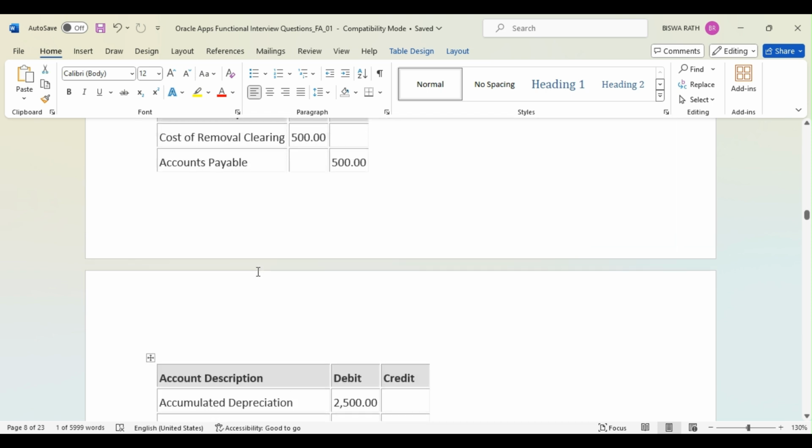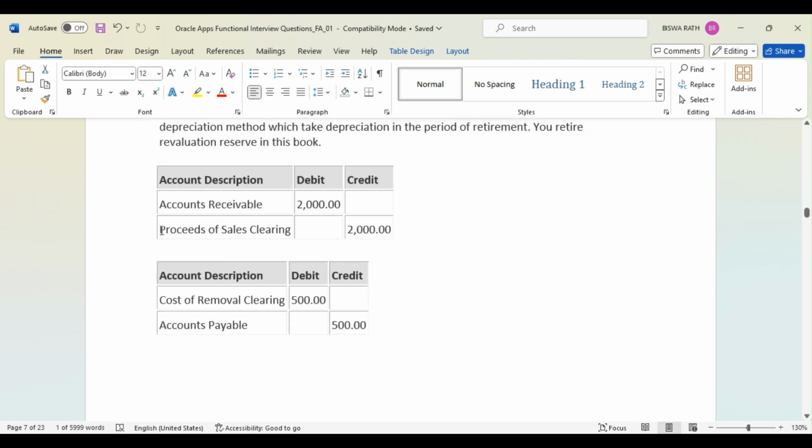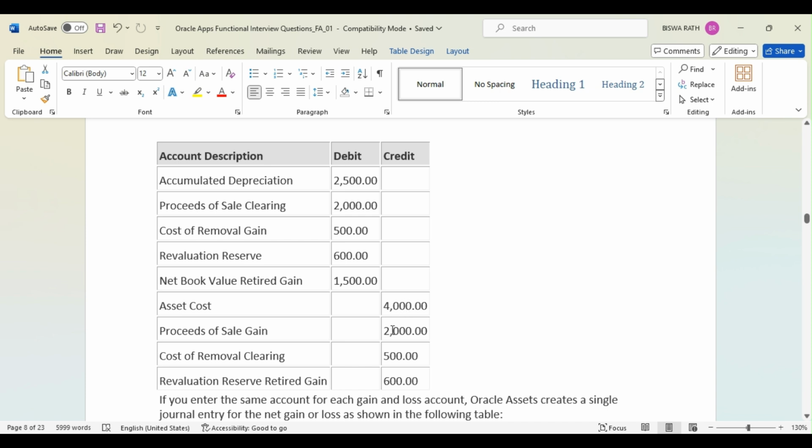Now as you can see over here, again, this is an intermediate account, proceed of sale clearing, because you have sold this asset and this is a clearing account. This intermediate account 2000 gets nullified, right? These two, debit and credit side. So automatically what remains is proceed of your sale gain, which is $2000, right? Which you have sold ultimately to the vendor.